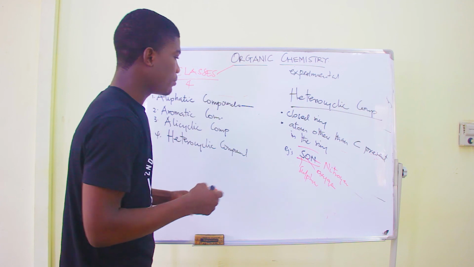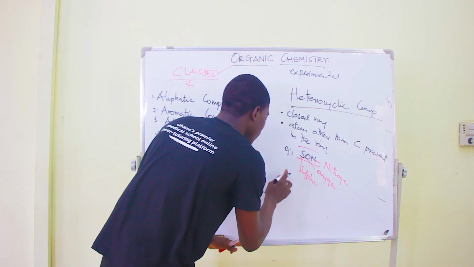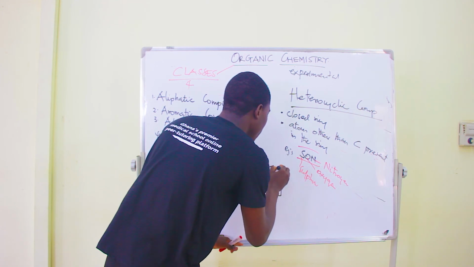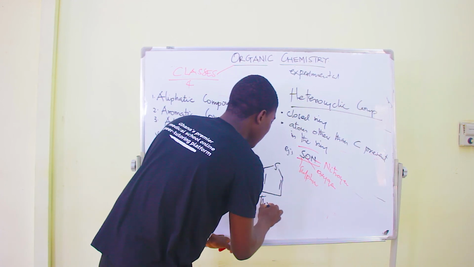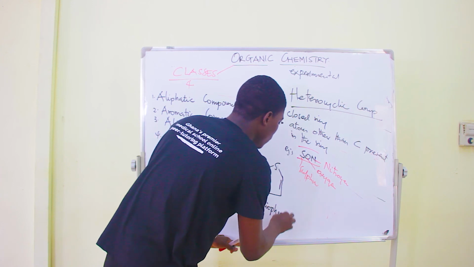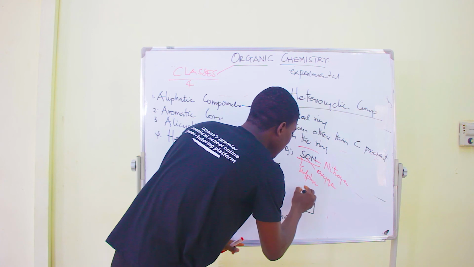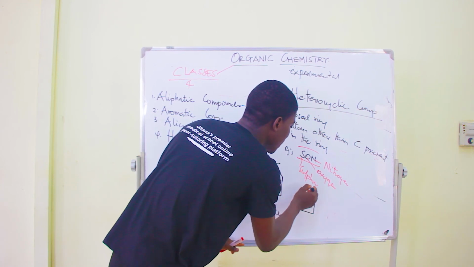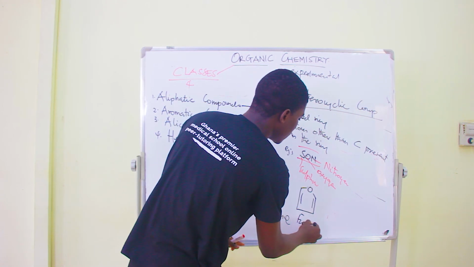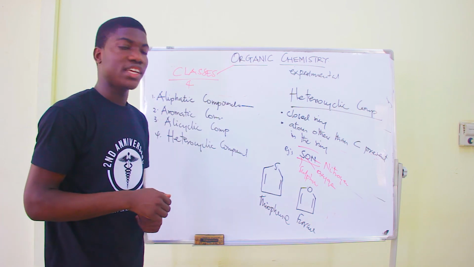Let me give you an example. An example is thiophene. We have a compound like this with S, and this compound is known as thiophene. We also have furan. This is furan. There are a lot of examples of heterocyclic compounds on the internet that you can search and learn from.